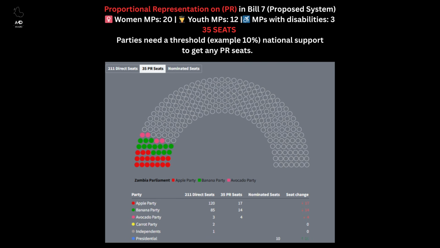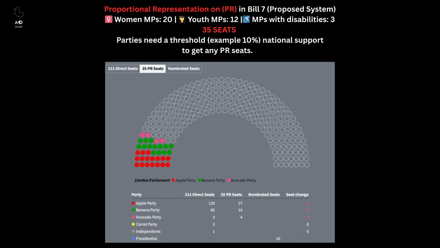That's basically how it would work in the proposed system in Zambia. So the total number of seats that are subject to this are 35. Only 35. It's not 211, it's only 35. And these seats are such that you are only voting for the party, and the party will just put a woman, will put a youth, will put a person with disabilities to fill that seat.